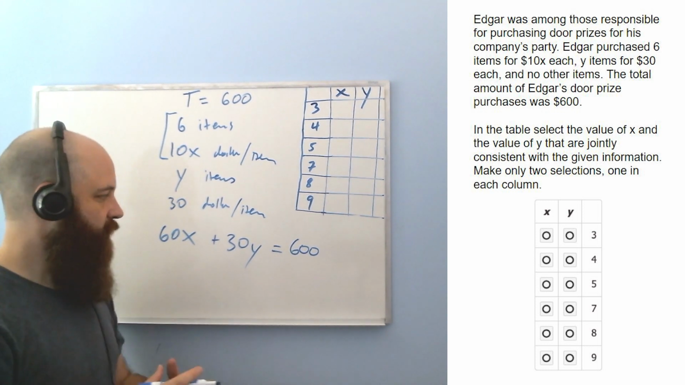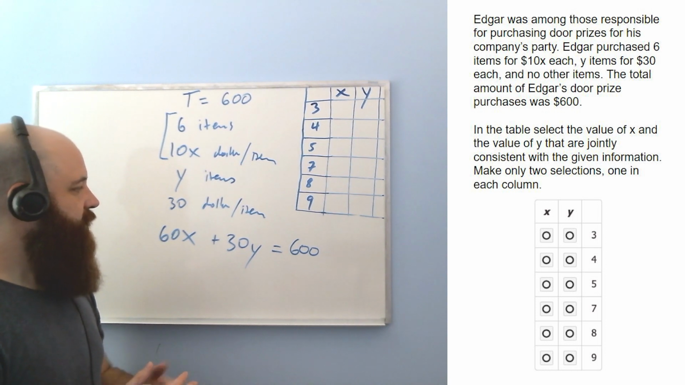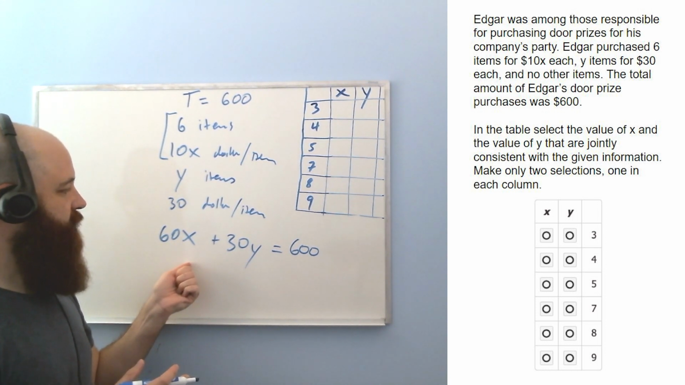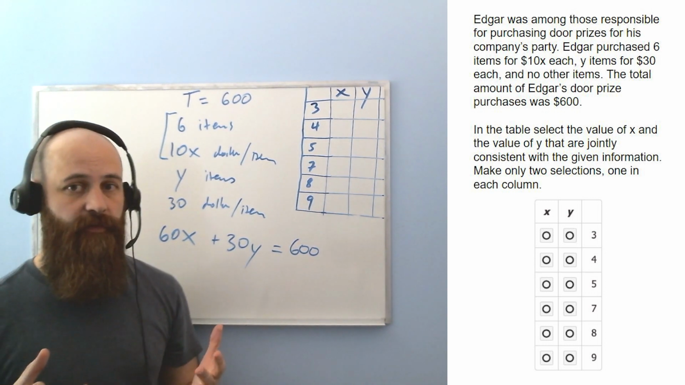Okay, so I translated all the information. I get to this equation. Now I notice I can't solve for x. Can't get a number for x by looking at this. Same thing for y. I can't get a number for y. Does that mean I did something wrong?